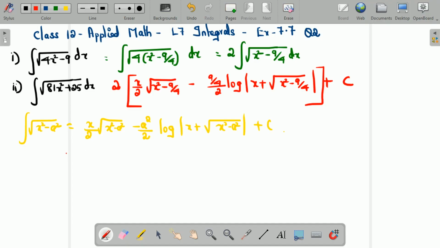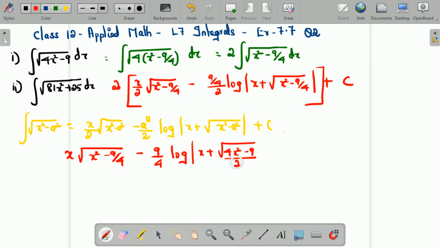Now let's take the 2 inside to every term. So this will become x by 2 square root of x squared minus 9 by 4 minus, this 2 and this 2 will vanish. So there is a 9 by 4 log of x plus square root of, here remember we are taking LCM. So this will be 4x squared minus 9 divided by root 4. So I am directly writing it as 2 plus c.